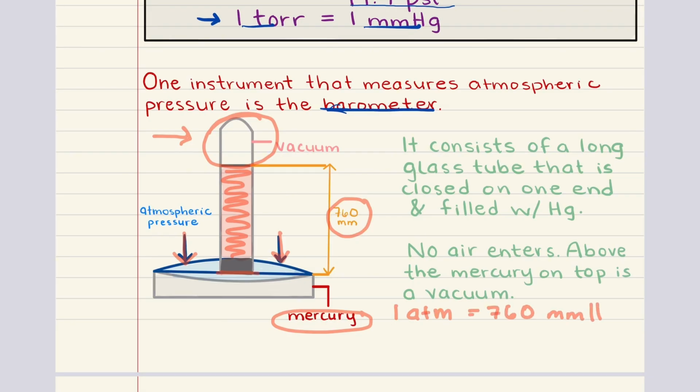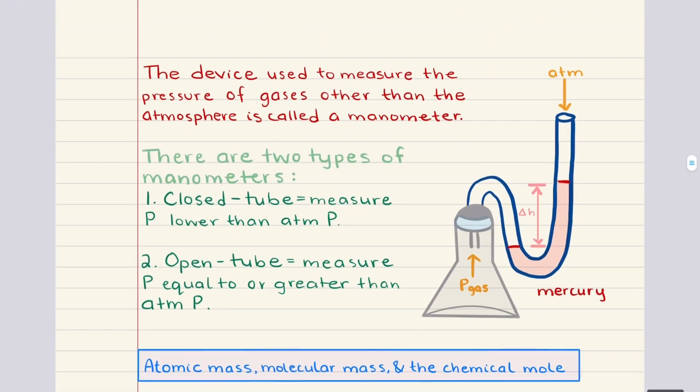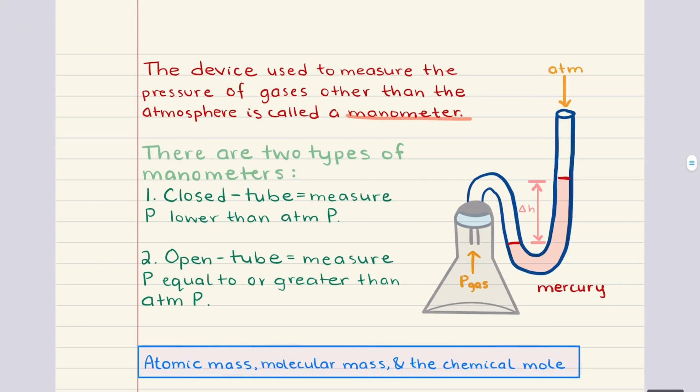What if we want to measure the pressure of a gas sample in the lab? For that, we can use a device called a manometer. Manometers also rely on mercury or another liquid to balance pressure differences. But instead of measuring the atmosphere directly, they measure the pressure of a confined gas. There are two main types of manometers.